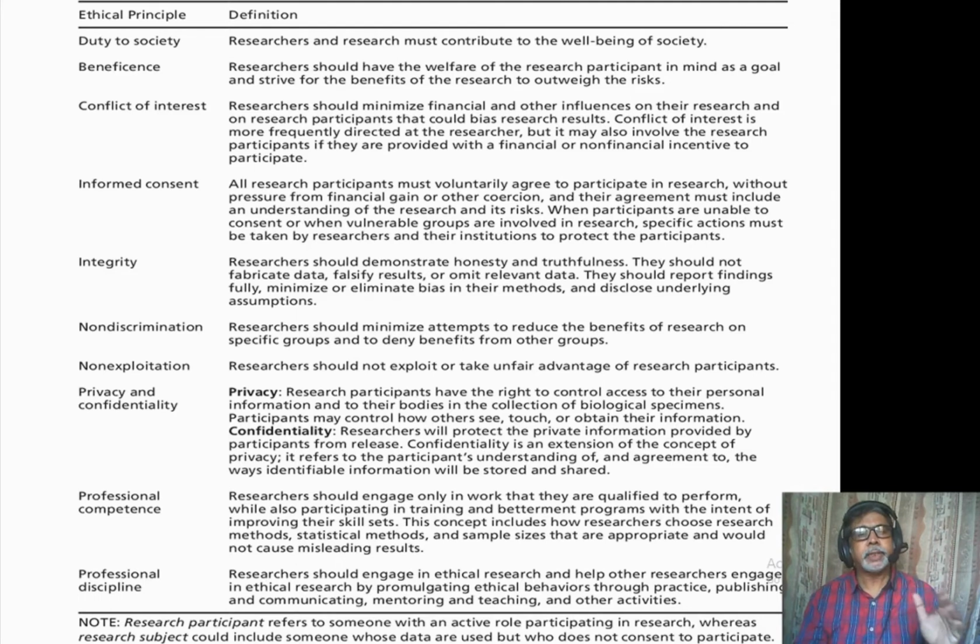And the last one is the professional discipline. What is that? The researchers should engage in ethical research and help other researchers engage in ethical research by promulgating ethical behaviors through practice, publishing and communicating, mentoring and teaching, and all other activities. They are clubbed together under professional discipline.